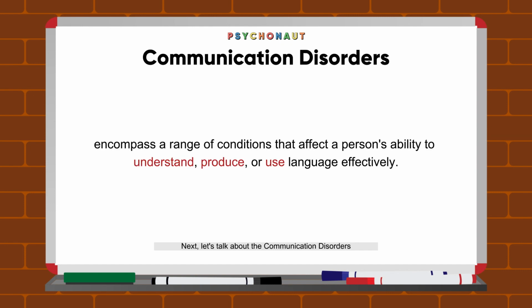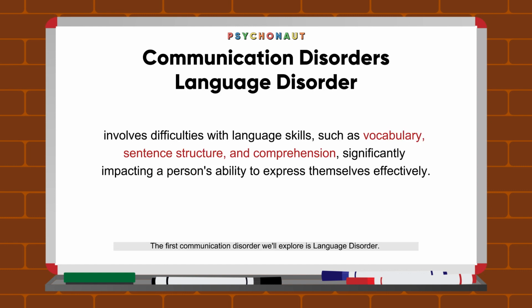Next, let's talk about the communication disorders. Communication disorders encompass a range of conditions that affect a person's ability to understand, produce, or use language effectively. Let's explore the key communication disorders as defined in the DSM-5 and their distinguishing features. The first communication disorder we'll explore is language disorder.